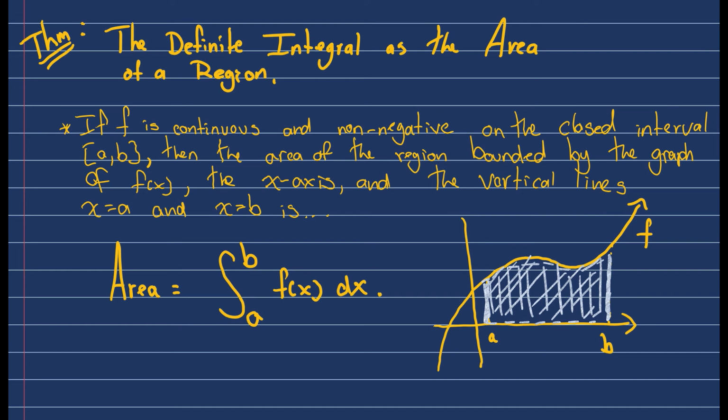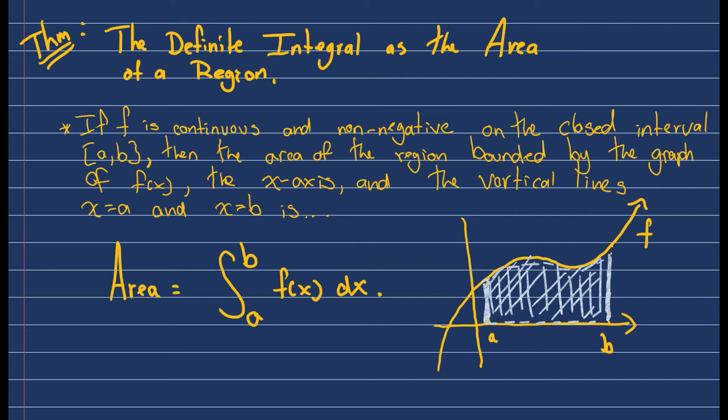This is a theorem that I promised you all, and the theorem is the definite integral as the area of a region. So this is just a formal definition of the definite integral. If f is continuous and non-negative, right now we're focusing on non-negative functions, on the closed interval from a to b, remember we do need to make it a closed interval a to b because we do need to know where we're starting and where we are ending.